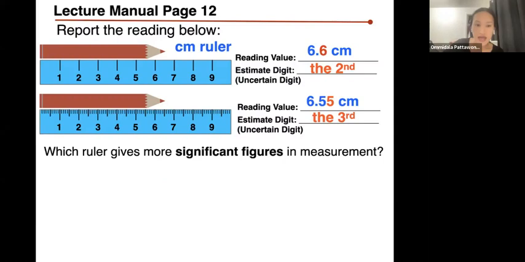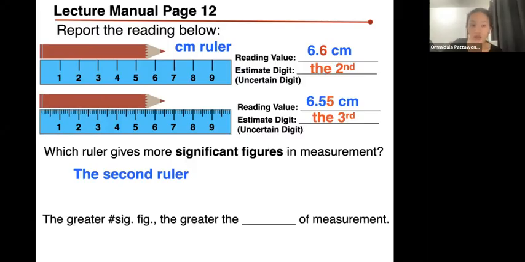So in this case, we can say that the second ruler gives you more significant figures. The more significant figures, or sig figs, you have, the more certain that measurement is. So it gives you a greater certainty of the measurement. That means in this case, the second ruler would be more certain than the first.